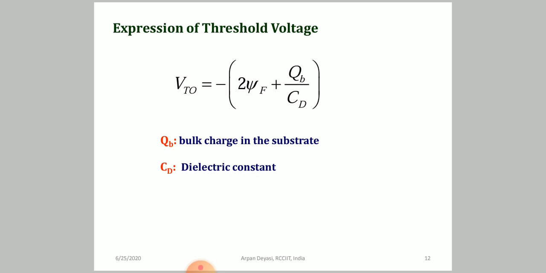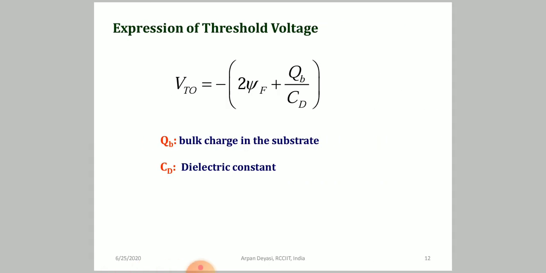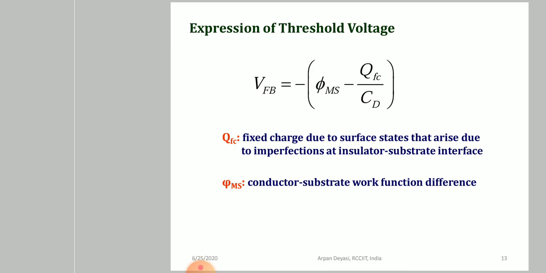So what will be the VTO? I am coming to that. So it will be 2 psi f plus QB by COD, and I will come to that. So V ideal MOS, sorry, there is a mistake, it will be V ideal MOS equals minus of 2 psi f plus QB by CD. Because for MOS it will be twice of psi f, it's very simple because it will be twice of the Fermi level, plus some additional potentials will come because it will be bulk by dielectric constant, there will be bulk charges stored, so naturally that terminology comes.